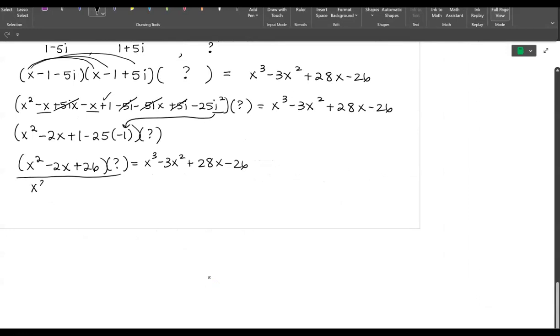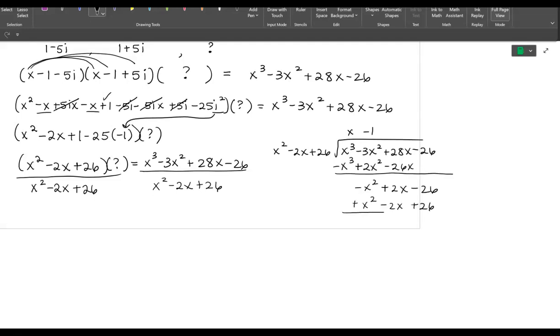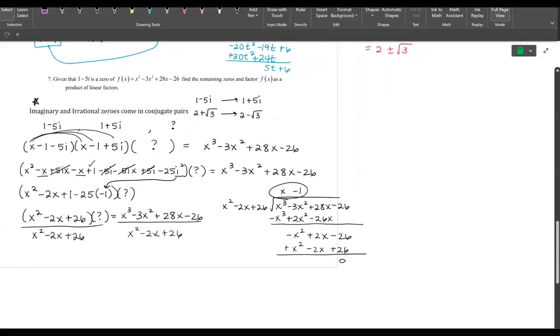To find that missing factor, I'm going to come into both sides of this and do some division. I'm going to set this up as a long division problem. So I'll start working through this division, and we do end up with a remainder of 0, and we can see that the last missing factor was x minus 1.